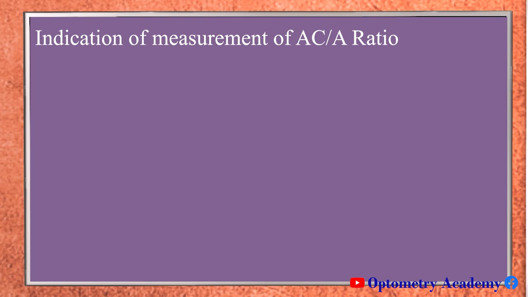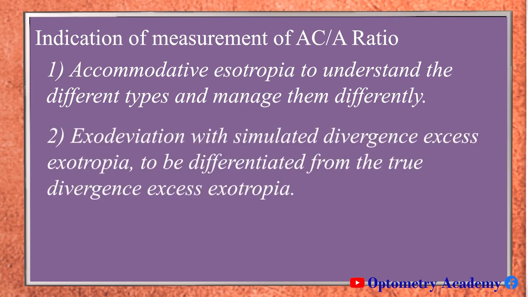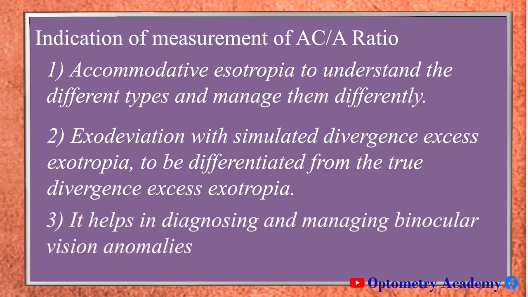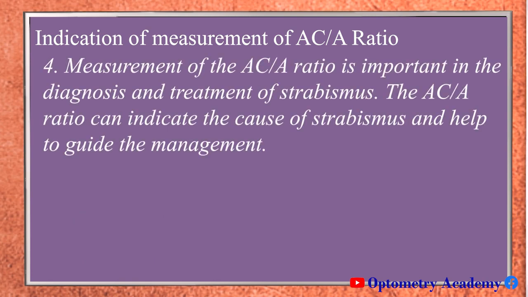Indication of measurement of AC by A ratio. The AC by A ratio is useful to study in cases of accommodative esotropia to understand the different types and manage them differently. Exodeviations with simulated divergence excess exotropia to be differentiated from the true divergence excess exotropia. It helps in diagnosing and managing binocular vision anomalies. Measurement of the AC by A ratio is important in the diagnosis and treatment of the strabismus. The AC by A ratio can indicate the cause of strabismus and helps to guide the management.